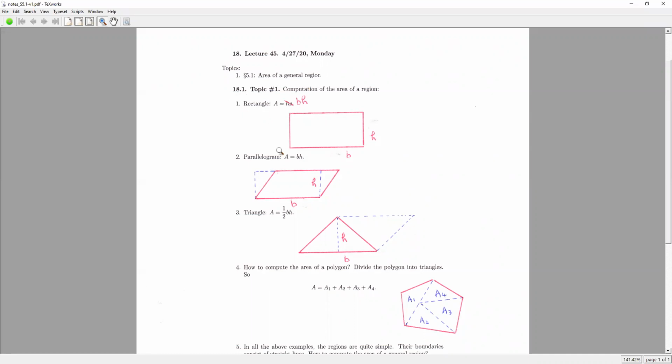Example 1, we have a rectangle. The formula to compute the area of a rectangle is simple. It is base times height.